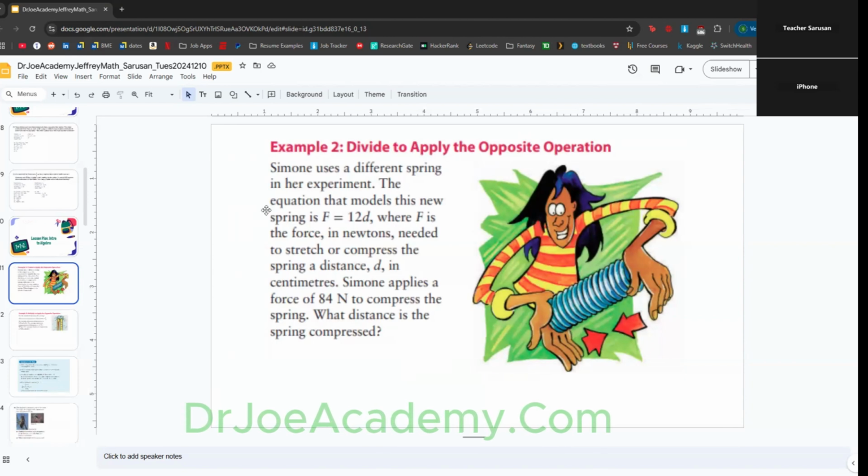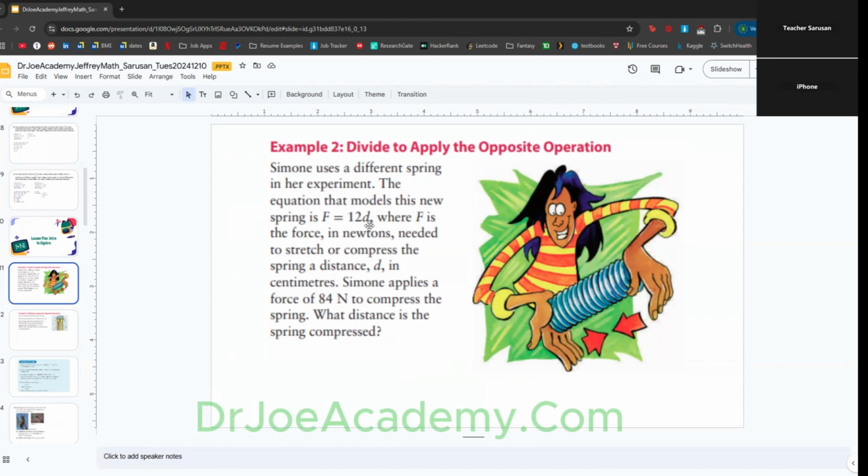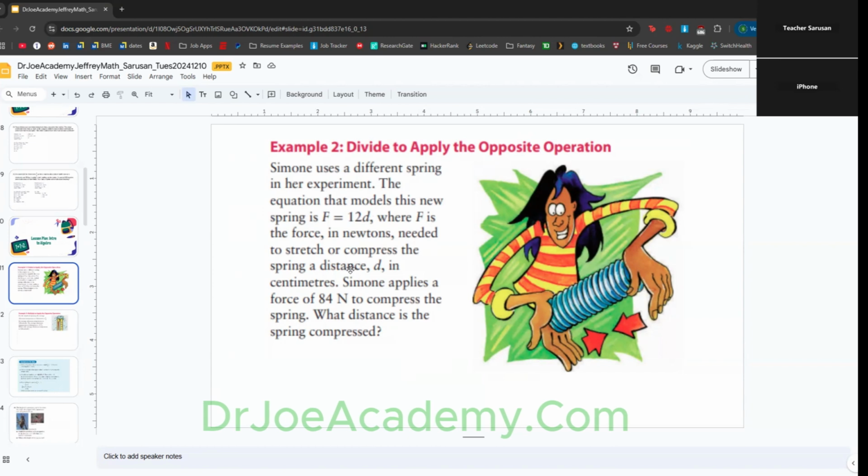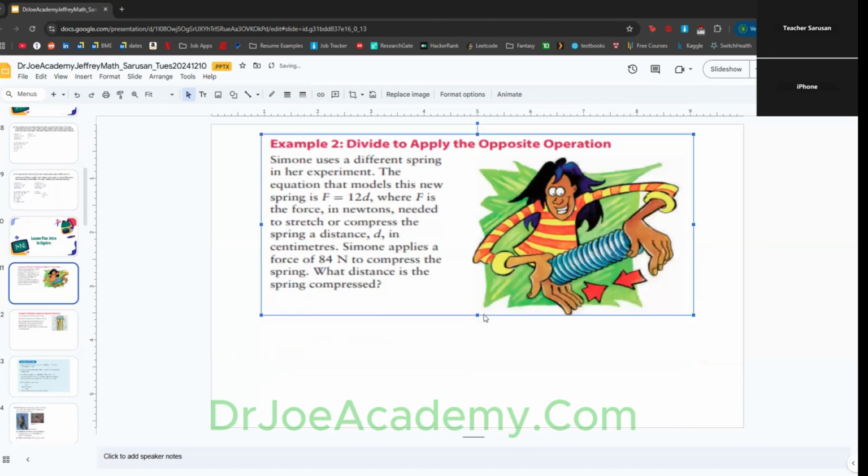So in this example here, Simone uses a different spring in her experiment. The equation that models this new spring is F equals 12D, where F is the force in newtons needed to stretch or compress the spring a distance of D in centimeters. Simone applies a force of 84 newtons to compress the spring. What is the distance the spring is compressed?